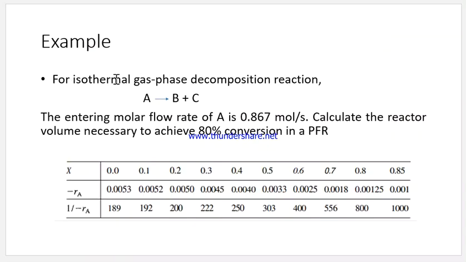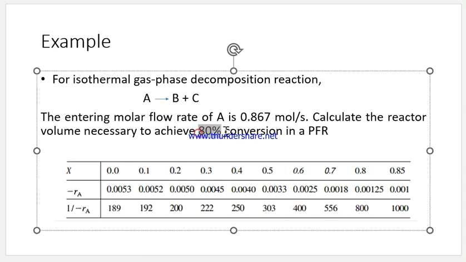For an isothermal gas phase decomposition reaction, A going to B plus C, the entry molar flow rate of A is 0.867 mole per second. Calculate the reactor volume necessary to achieve 80% conversion in a plug flow reactor. The table of the conversion and the reaction rate is given. We have the conversion from 0, 10%, 20% up to 85%, the reaction rate given as follows, and the inverse of the reaction rate is also given.